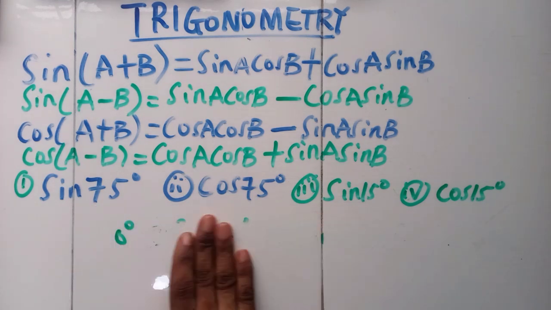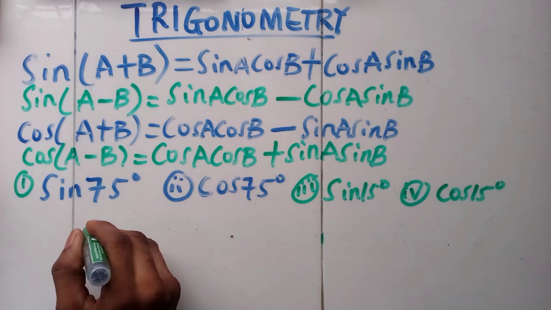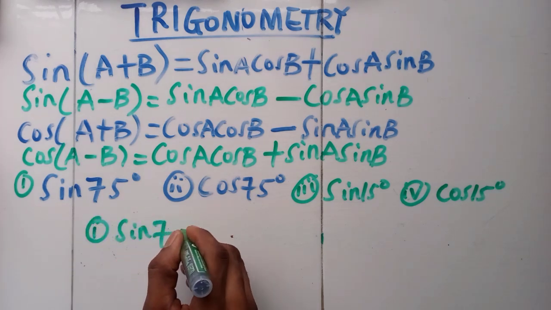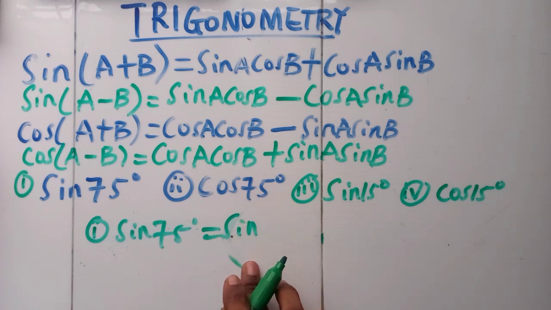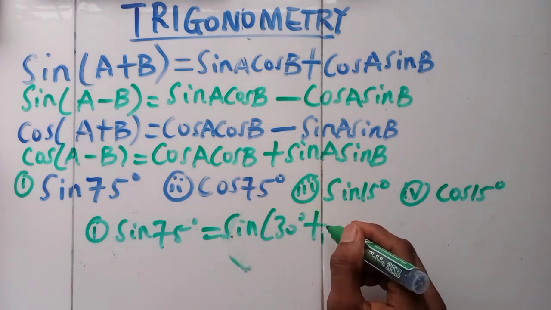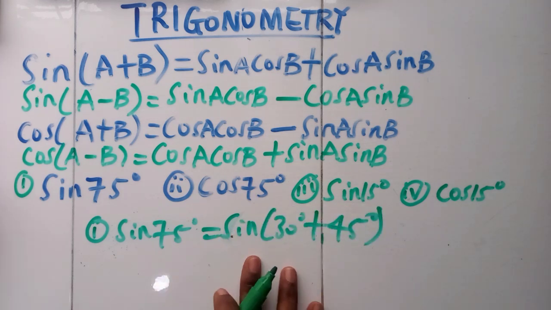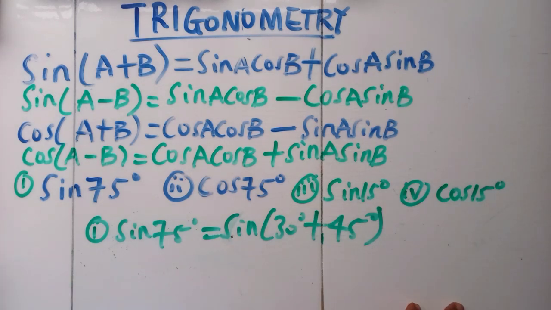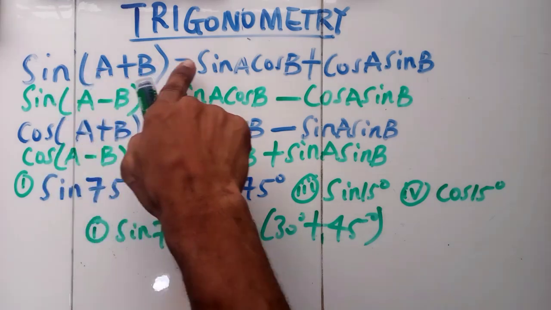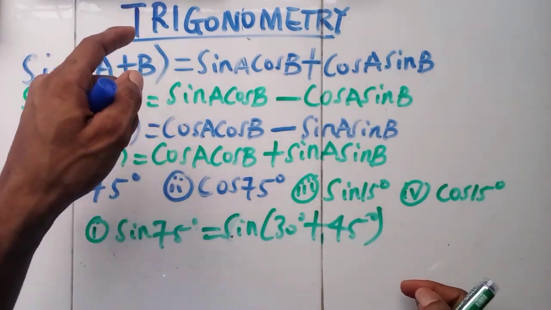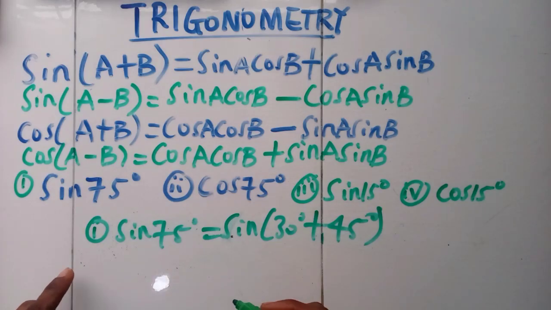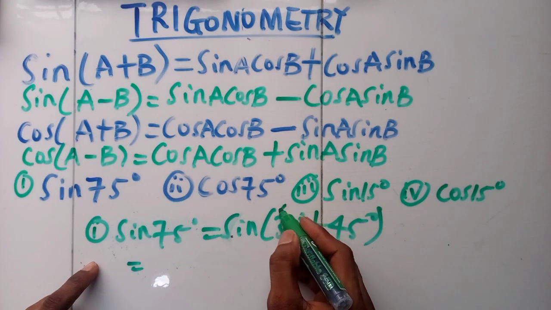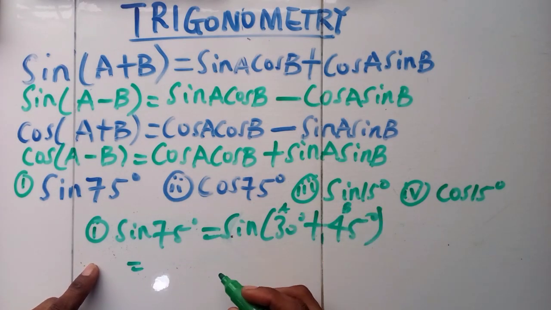So if that is the case, you can simply say sine 75 degrees is the same thing as saying sine of 30 degrees plus 45 degrees, simply because 30 degrees plus 45 degrees is still 75 degrees. In special angles, you have to recall this expression: sine (A plus B) is the same thing as sine A cos B plus cos A sine B. I will take it as I see it. The first one is A and the second one is B. So that is sine A.